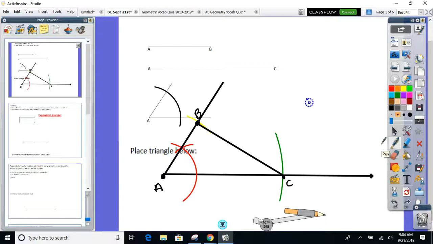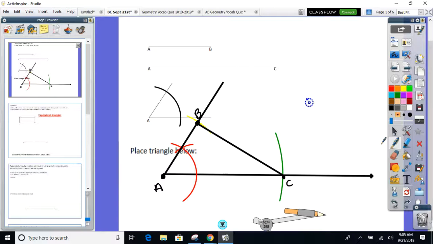I didn't show you any new construction right there. What did this construction involve? Copying an angle, yep, and copying segments. That's it. That's all this was. All right, copying segments and copying an angle.